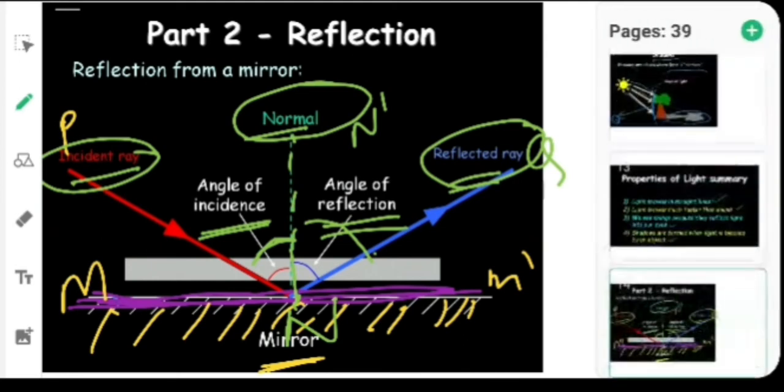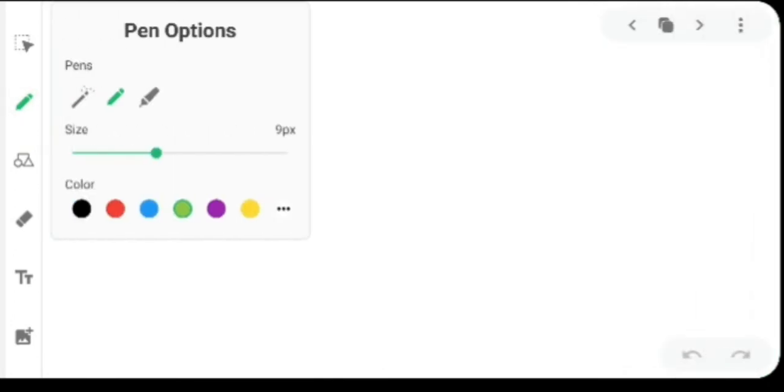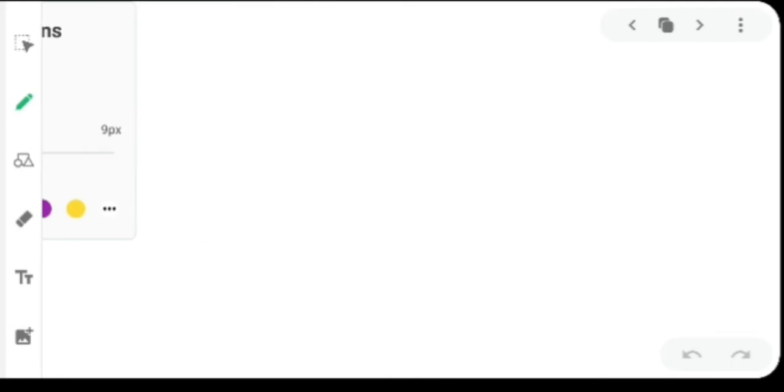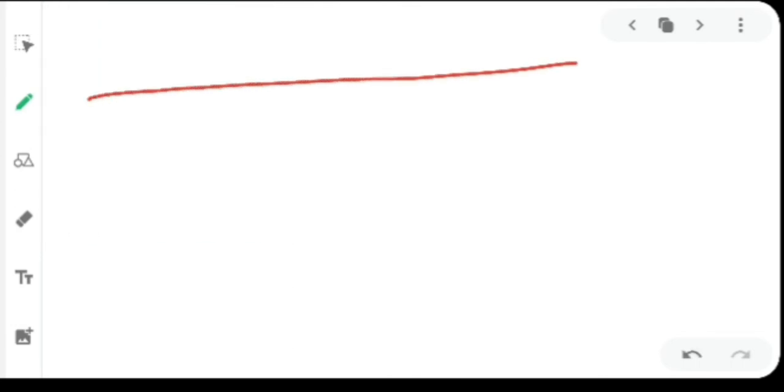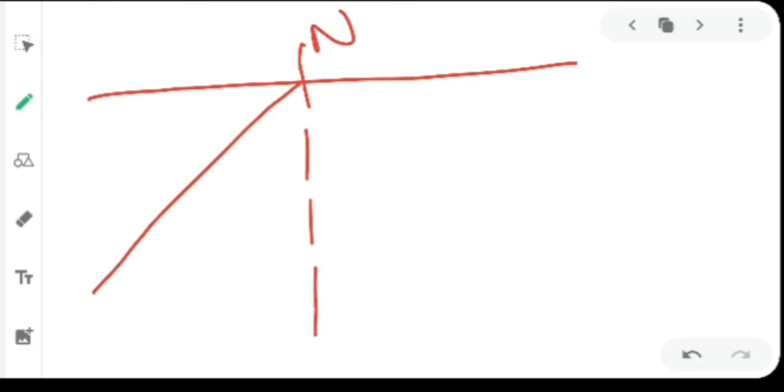Let us clear it with a blank slide. So let us draw one more figure here. Suppose this is a sheet of mirror. A ray is falling over here. Let us consider this line is the normal and this ray is reflecting back from here.